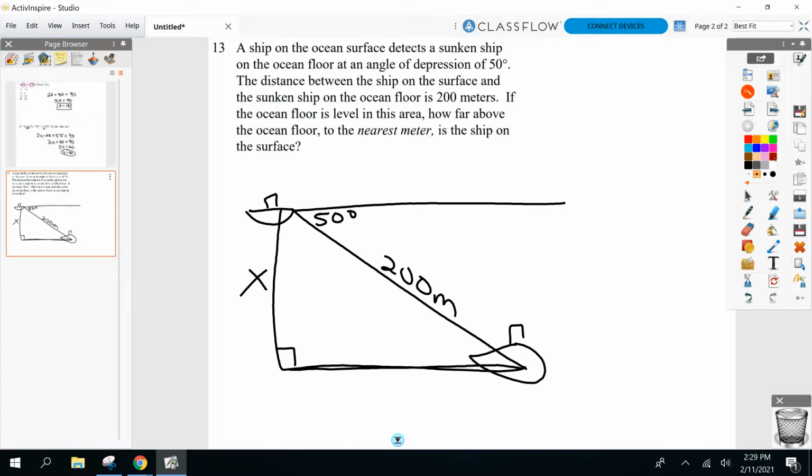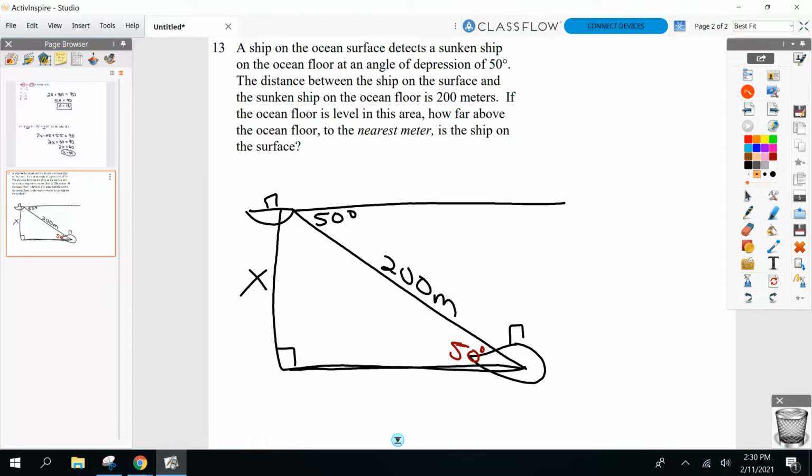Alternate interior angles, right? So if that's 50, if you want, put the 50 down here where its alternate interior angle would be. Another option, if you want, is adjacent to the 50 here would be a complementary angle. So I could use 40 if I wanted to here. All right, so just make sure you got a plan going into tomorrow if you got an angle of depression problem. All right, I'm just going to keep the 50 where it was.